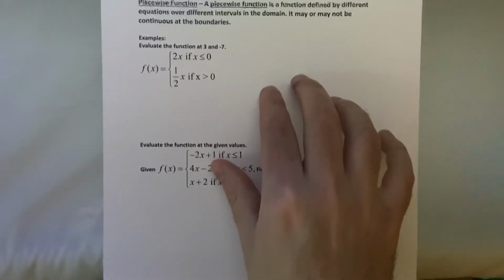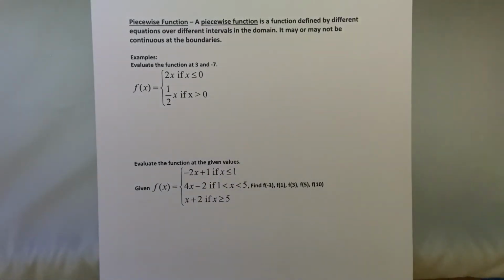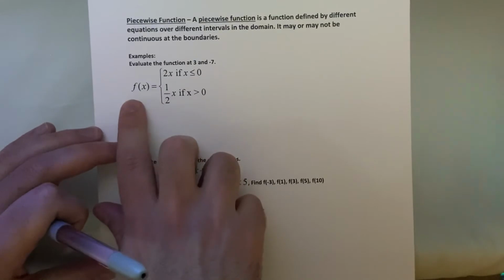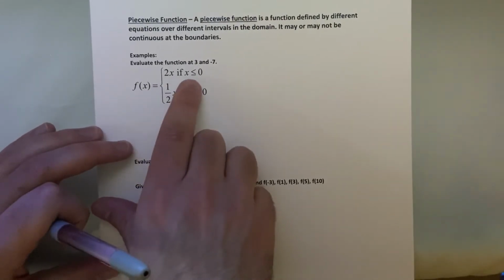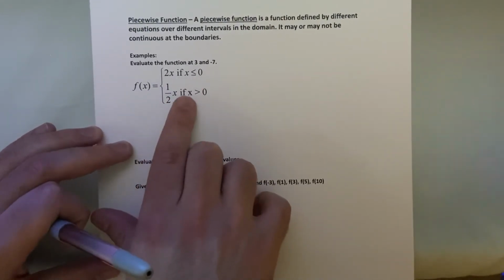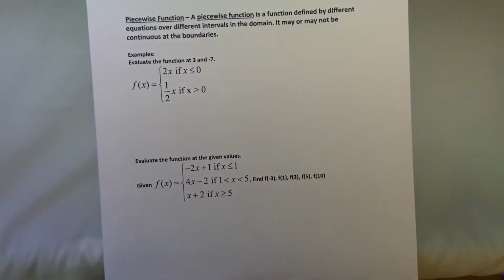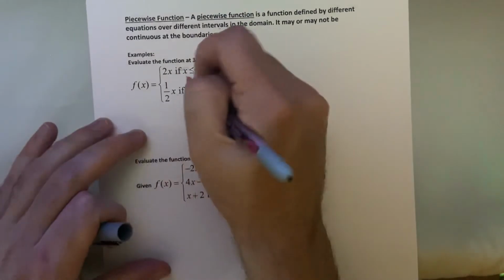Now, some kinds of functions are special in that they are different at different values of the domain. So we call those a piecewise function. It's different equations over different intervals. And for evaluating it, you need to make sure you're in the right interval. So for example, when it says evaluate this function, f of x is 2x if x is a negative number, or 1/2 x if x is a positive number, a negative number or 0. Evaluate the functions at 3 and negative 7.